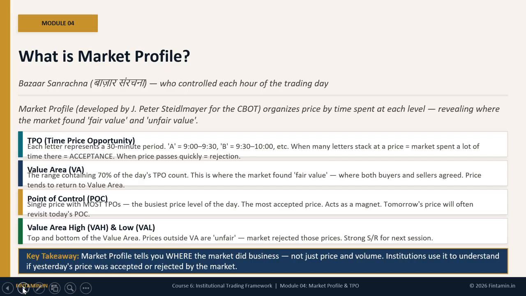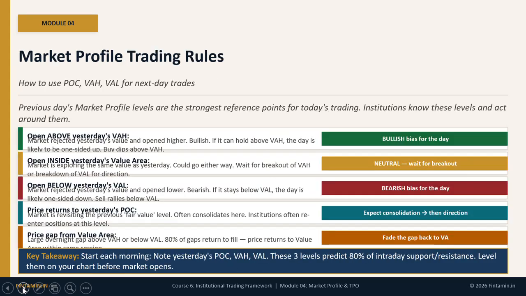The first action every morning. Note yesterday's POC, VAH, and VAL on your chart. These three levels predict the majority of the next session's support and resistance. Mark them before 9:15 a.m. Every professional I know starts their morning with market profile levels.